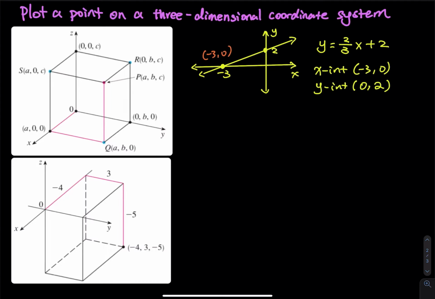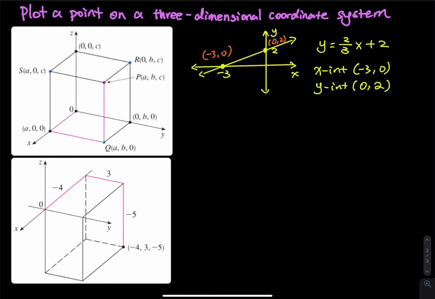At the x-intercept, y is equal to 0, right? Again, we have to warm up from two-dimensional. The x-intercept is a point on the x-axis. At that point, y must be equal to 0. And then at the y-intercept, which is 0 comma 2, x must be equal to 0. All right, so at the x-intercept, y must be equal to 0. At the y-intercept, x must be equal to 0.